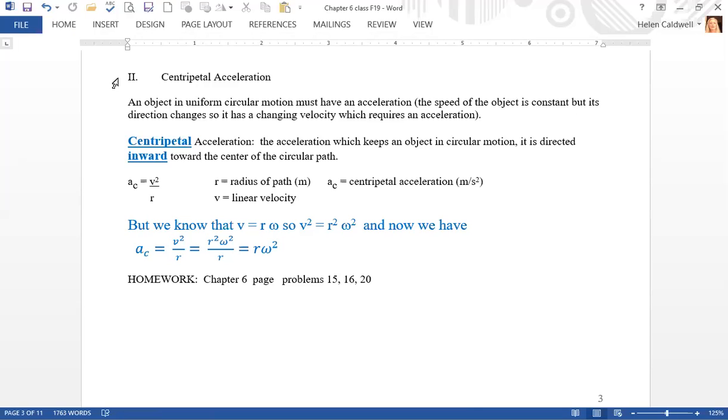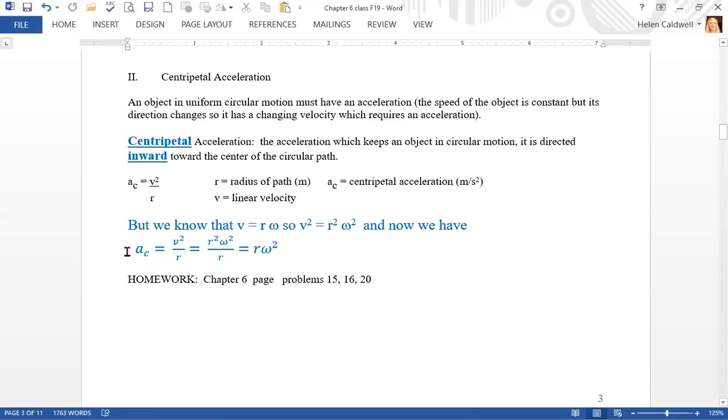But centripetal acceleration pulls you in. The formula for that would be a sub c, the sub c meaning centripetal. a sub c is equal to v squared over r. And it's an acceleration, so it's measured in meters per second squared.